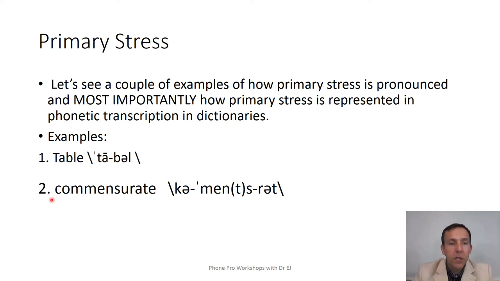However, in example number two, we have a longer word, and then you have k, and then men. So here you can see that, don't be confused, just know that the syllable to the right of the primary stress symbol is the one that's stressed. So you would say commensurate. Okay, let us move on to the following slide.